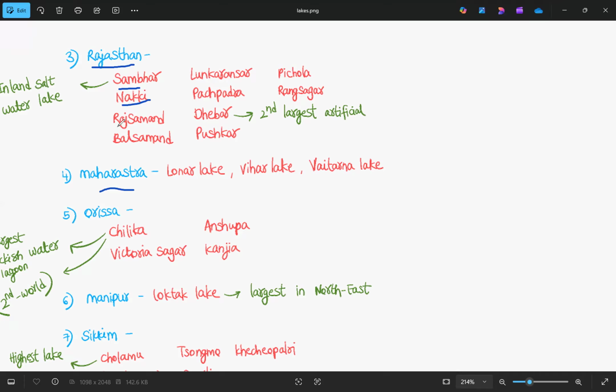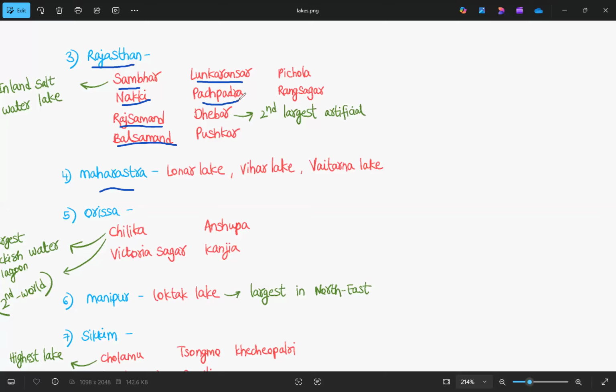The third and fourth are Raj Samand and Bhal Samand. So what does Raja have? Raja has Bal, he has strength. Raja Bhal, Raj Samand and Bal Samand. The next one is Lunkaransar. What is the fifth one? Lunkaransar. And the sixth one is Pachpadra.